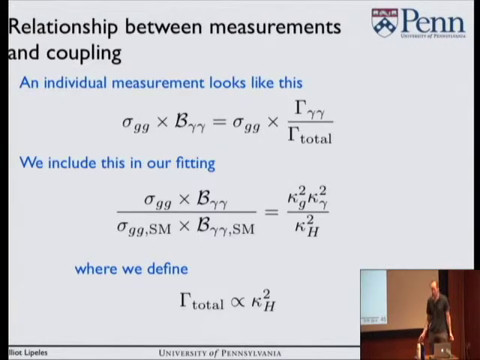So I already pointed out that this is what an individual measurement looks like. Then what we're doing is we're including in our fit the ratio of each measurement to its standard model expectation, and they're going to be proportional to a bunch of kappas, where we've added in one more kappa, which is for the total width. So we just say the total width is proportional to kappa squared, and that just makes our notation uniform, even though kappa h doesn't really have a physical interpretation.